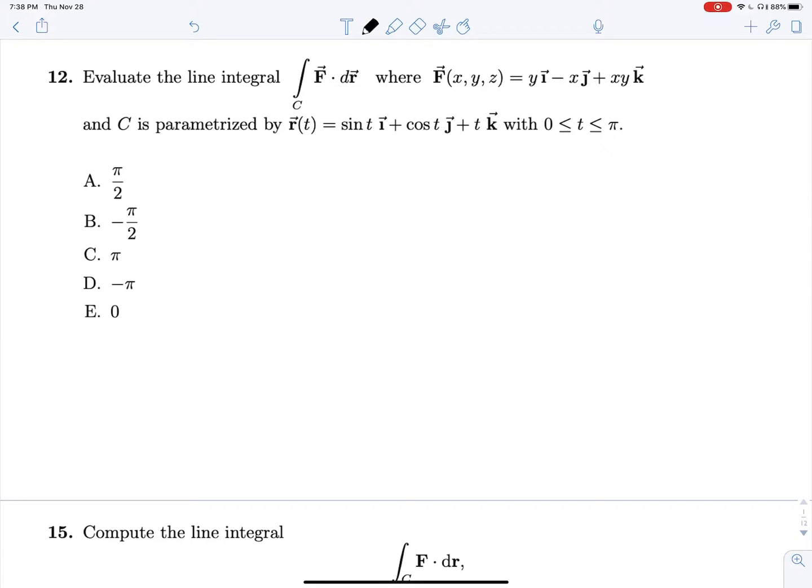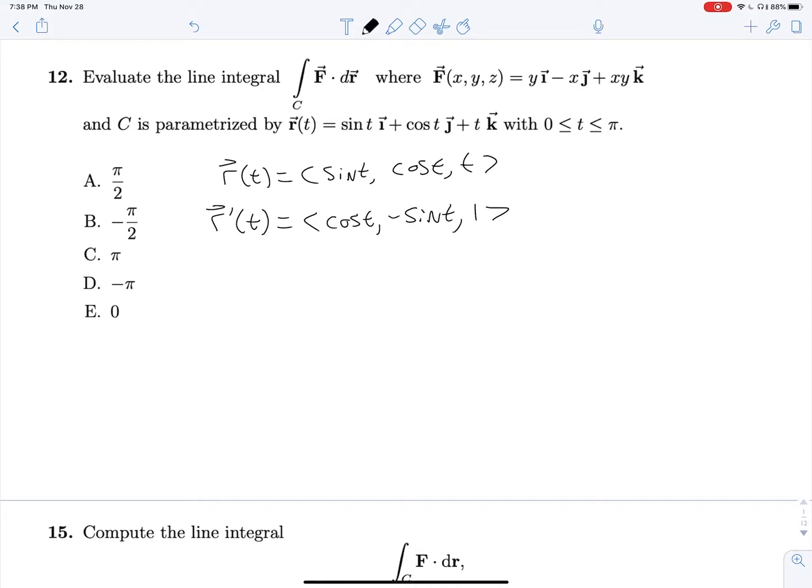And then we need to take the r prime of that parametrization and dot it with F of r of t. So those are the general steps we're going to take every time. Let's see if we can go through these motions on this first one. So r of t, they say, is sine t, cosine t, t. So r prime of t is going to be cosine t, negative sine t, 1.